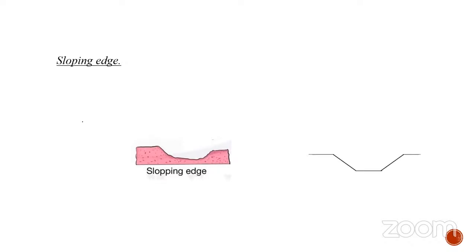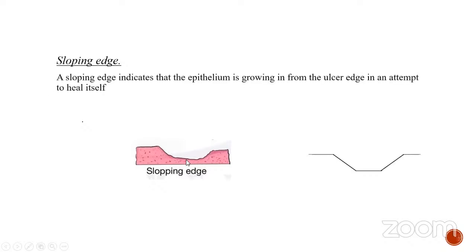So once an ulcer tries to heal, what happens is that the granulation tissue forms from the center to the periphery. So granulation tissue forming within the ulcer gives a typical sloping edge to the ulcer. A sloping edge indicates that the epithelium is going in from the ulcer edge in an attempt to heal itself. So the second type of edge is the undermined edge.